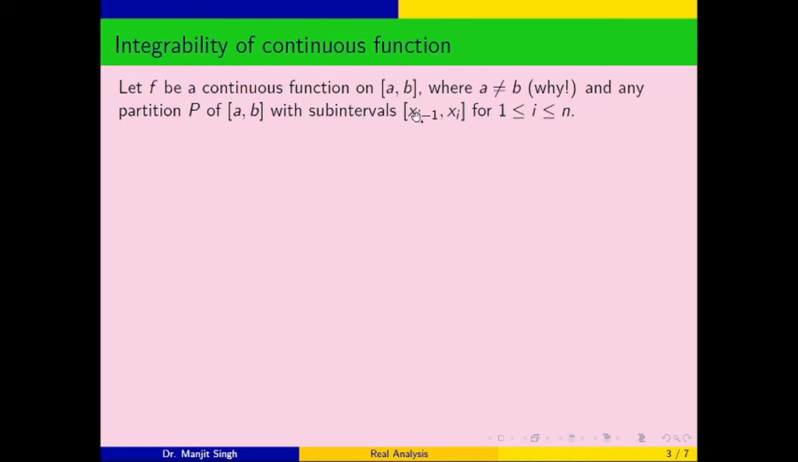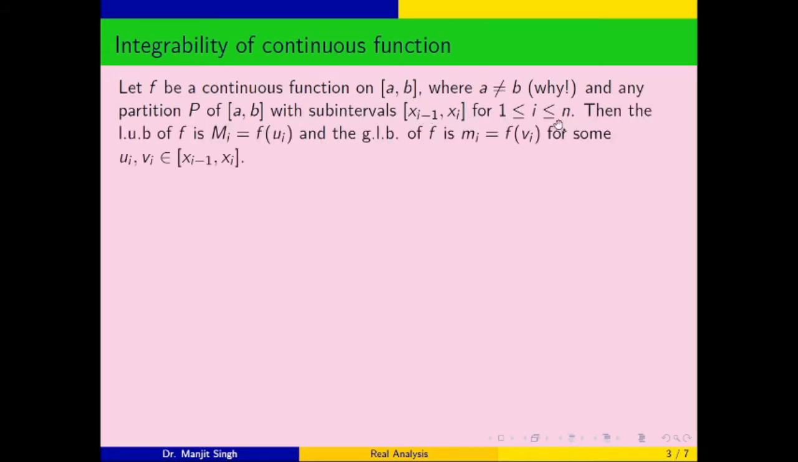As we have discussed, a partition and its subintervals can be taken, and because of continuity, the function will attain its bounds at least once in each subinterval. Therefore the least upper bound of f and the greatest lower bound of f can be assigned corresponding to some values u_i and v_i in the subinterval [x_{i-1}, x_i]. So we take M_i equal to f(u_i) and m_i equal to f(v_i) due to continuity of the function.